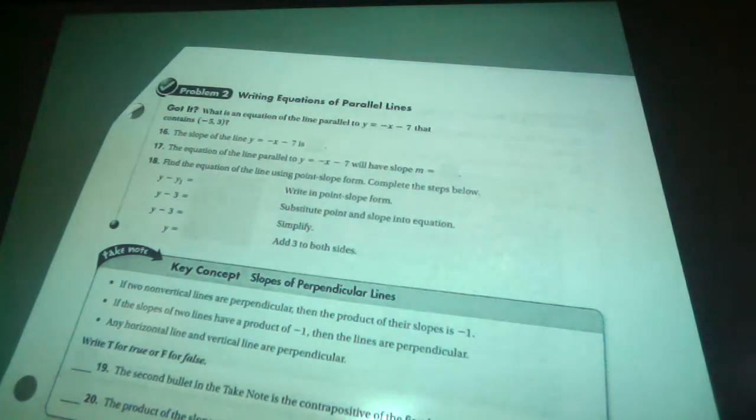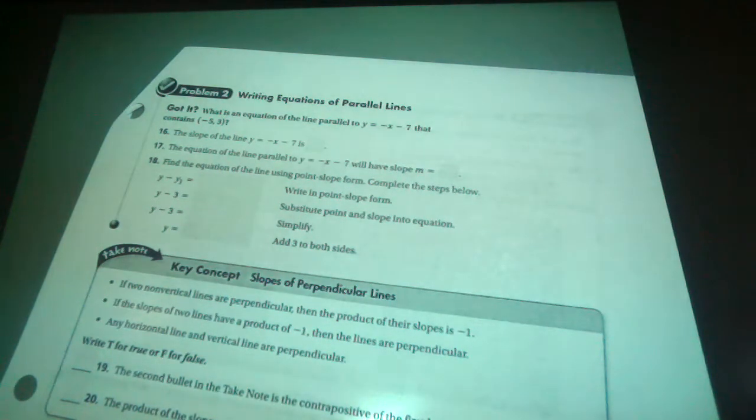So they want to know what is an equation of a line parallel to y equals negative x minus 7. So that's not the line that we're seeking. Negative x minus 7 is a line that is parallel to the line we want to find. There are an innumerable amount of lines that are parallel to negative x minus 7. I could spend an eternity to find them all. So they have to tell you a point that your line goes through, and this is what they do.